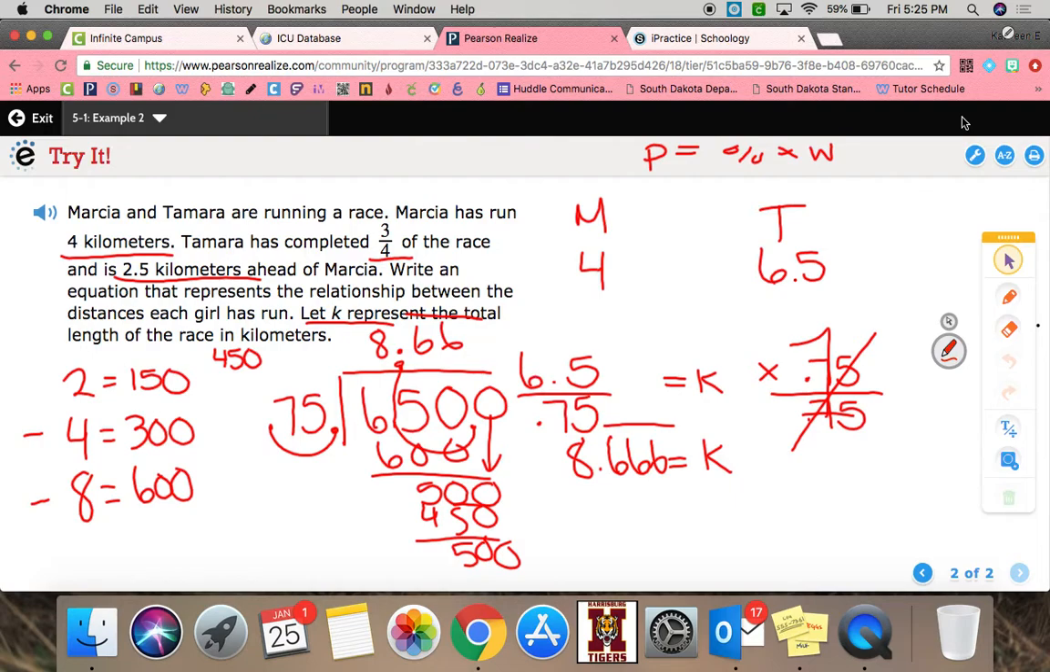Okay, so it didn't even tell us to solve it, but we wrote the equation first. So we had 6.5 equals k times 7.5, or we had solved the solution, and it is 8.6 repeating.